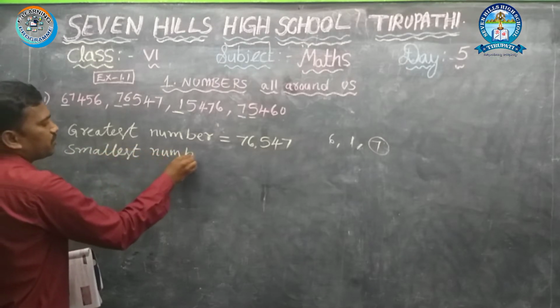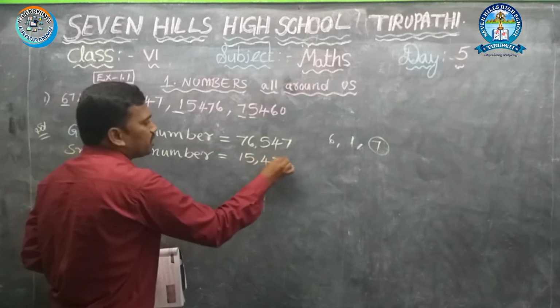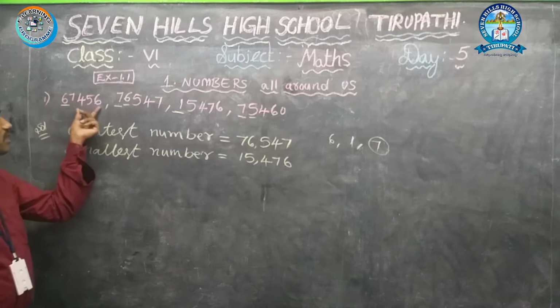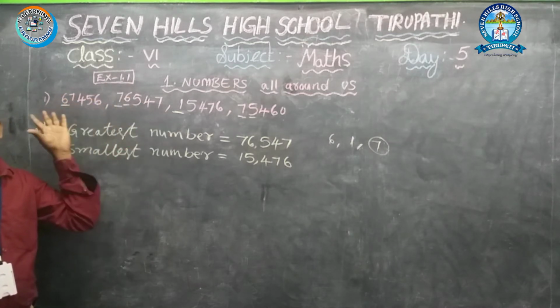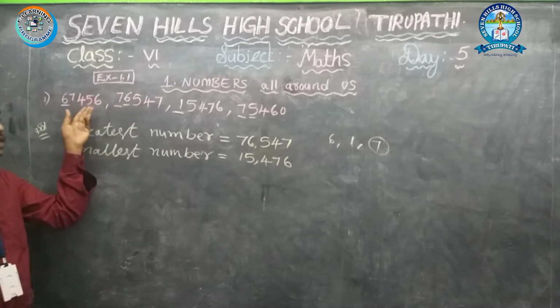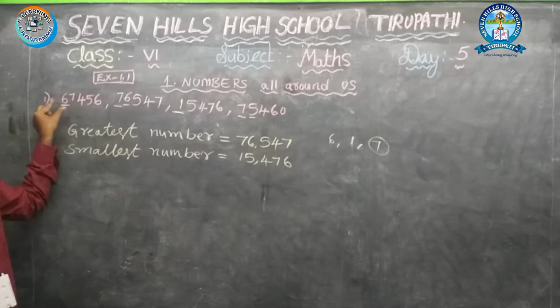Smallest number is equal to 15,476. Here all the numbers have 5 digits, so we want to compare their 10,000s place in each number.